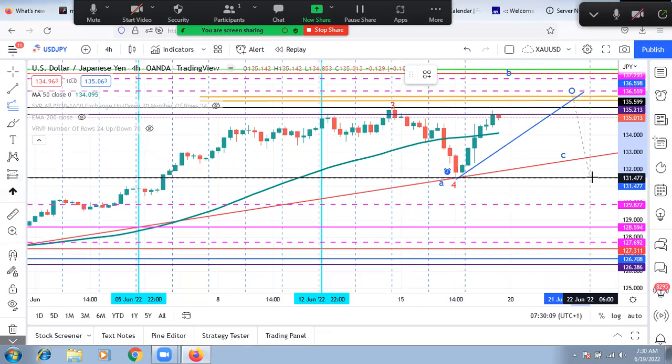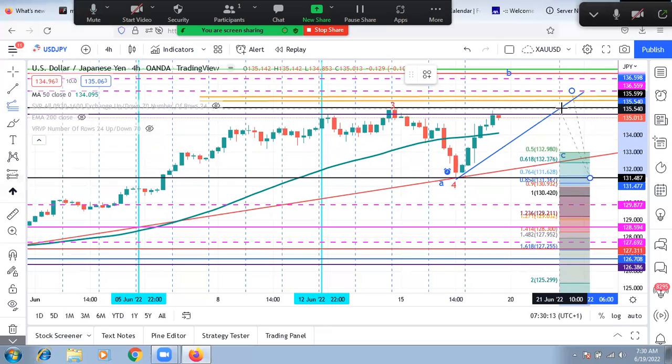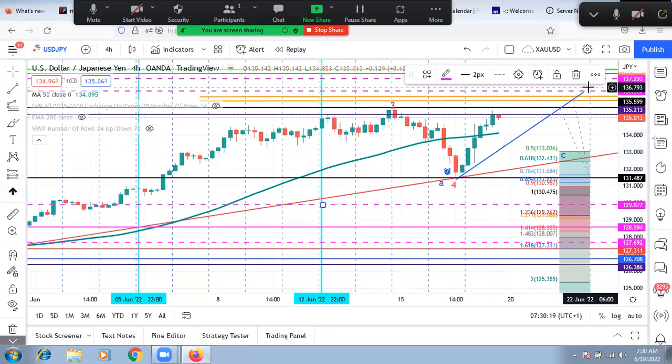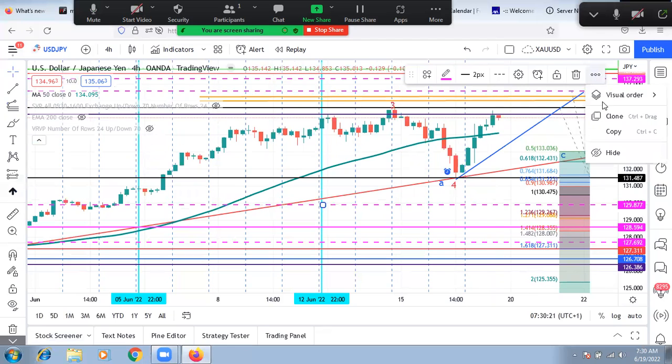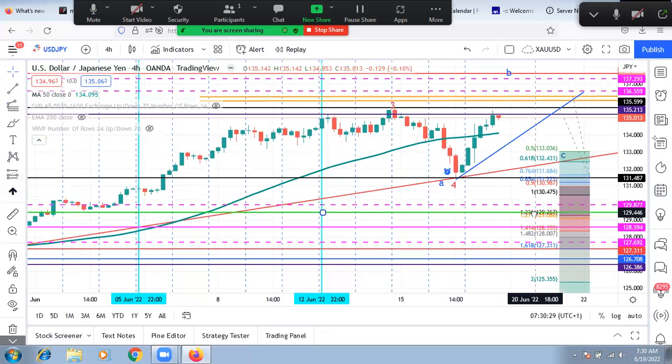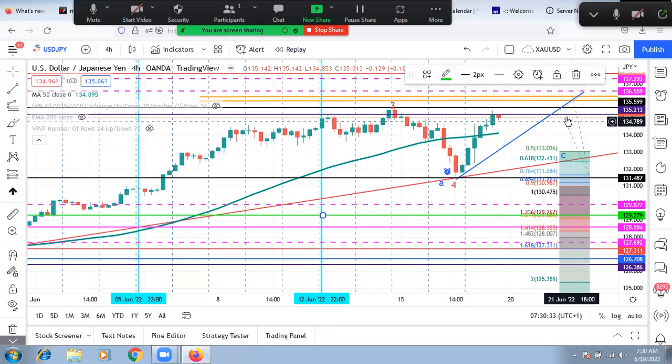These two give us 1.3, and in that case, I'm going to be using green to see where we're going to exit. So here will be the first TP. That will be a first TP.